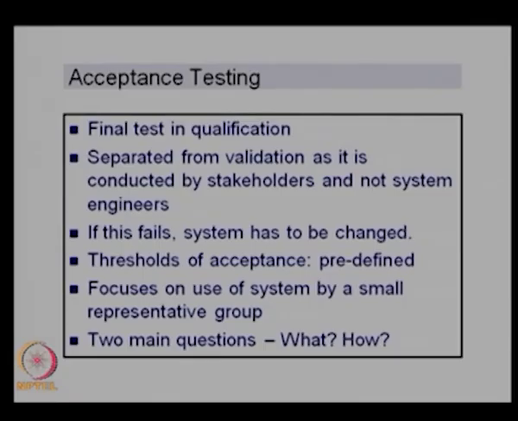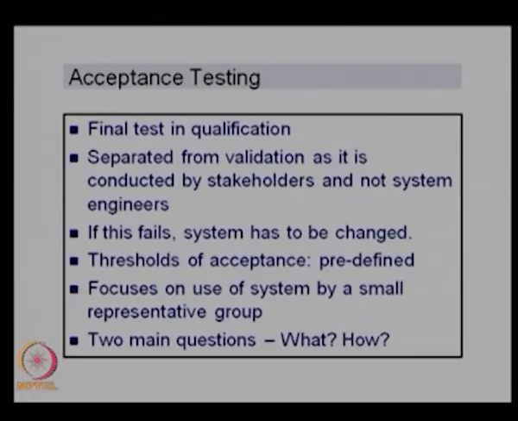And acceptance test will focus on the use of the system by a small group of people, a representative group, because this is not done by the system engineers. We need to have a group of people who will be the users. Since it is not possible to have a very large group of people testing the system, we need to identify a small group who can do the testing and find out whether it meets the requirements. Various aspects of the system use will be tested by this set of people, and if it meets the threshold values, then it will be accepted.